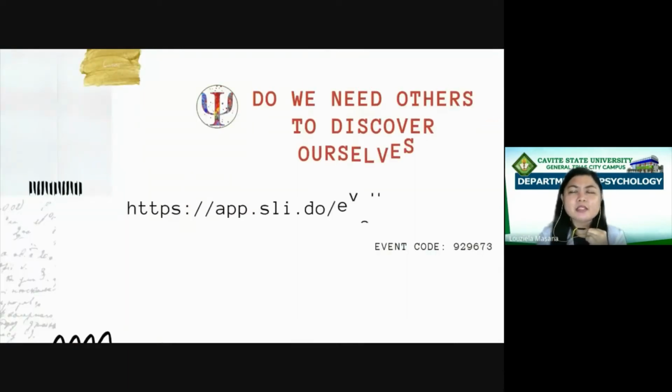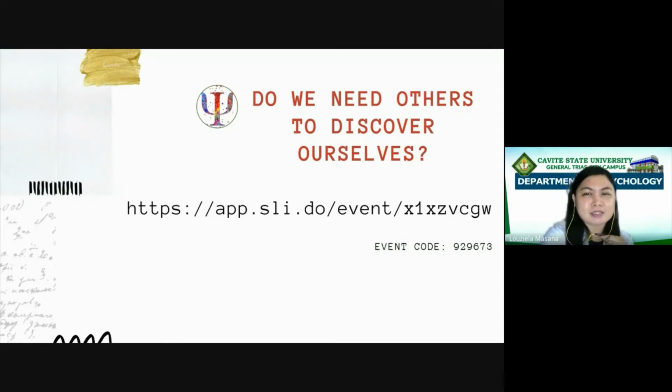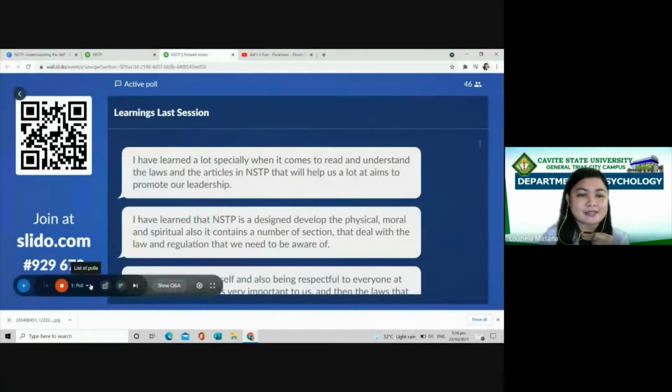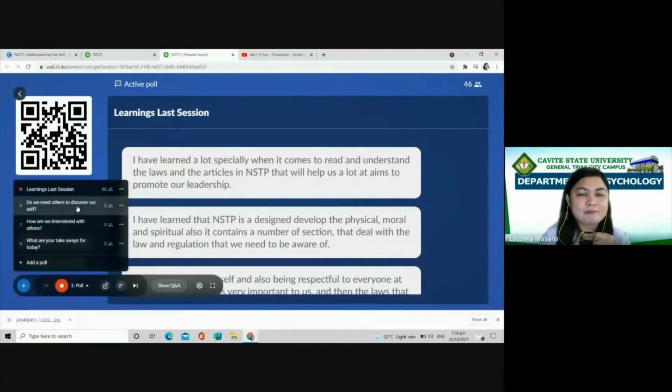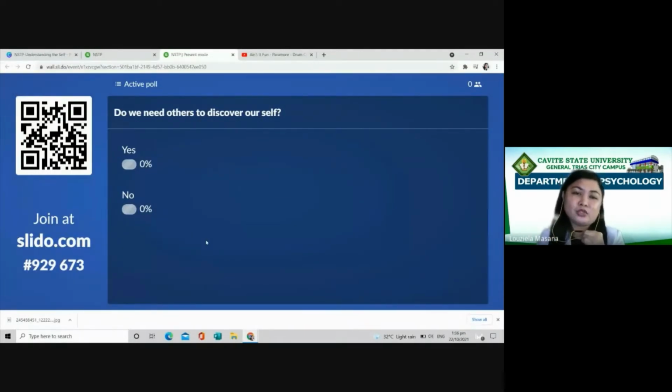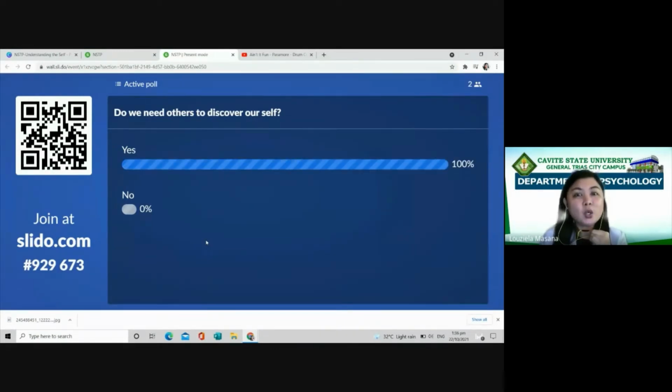Now, the question is, let us go to the app, the Slido. Do we need others to discover ourselves? Kailangan ba natin ang ibang tao para makilala natin yung sarili natin? So I will open the app. Ang ating link ay nasa chat box. All you have to do is to press yes kung you agree that we need others to discover ourselves and no kung hindi. So, dalawa pa lang ang nasagot ng yes.